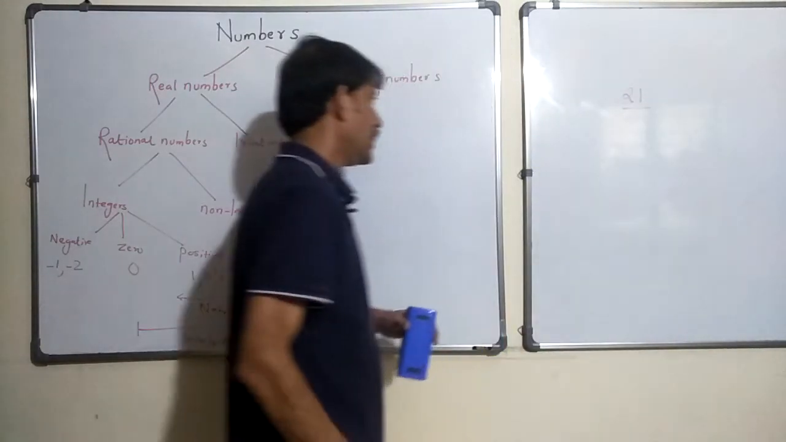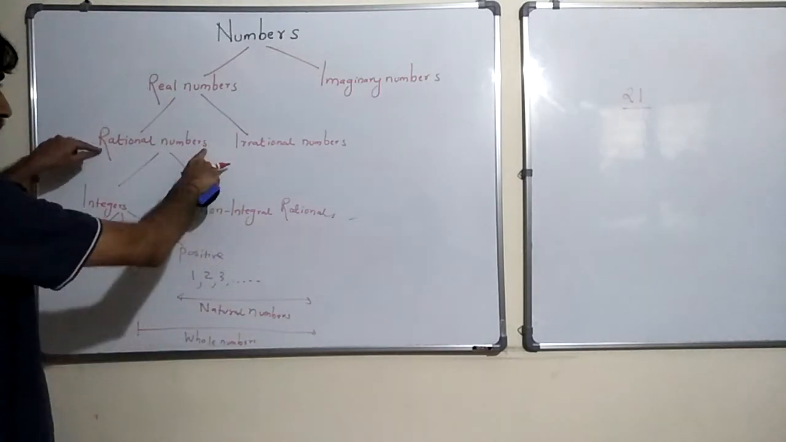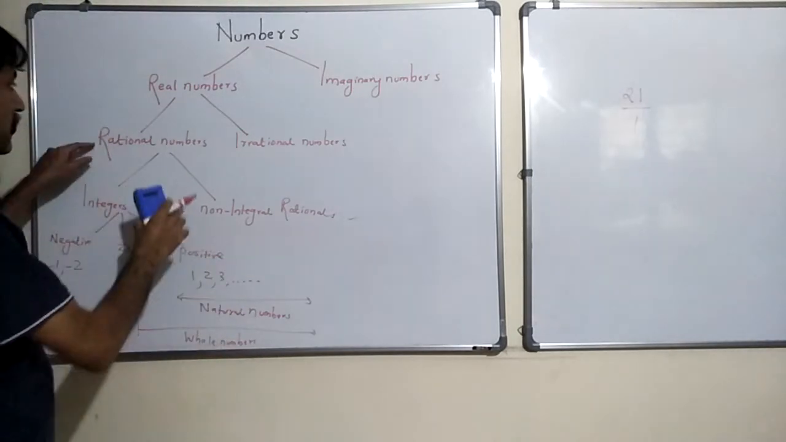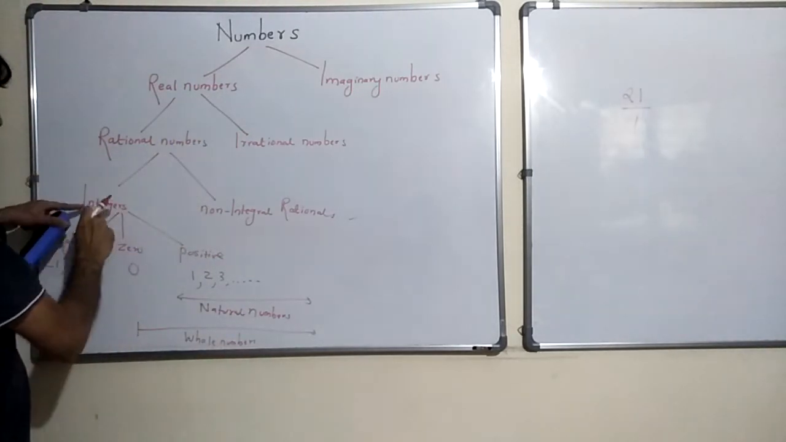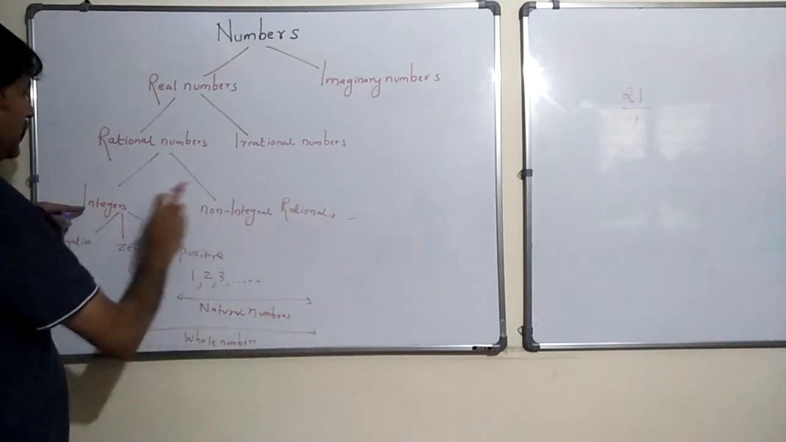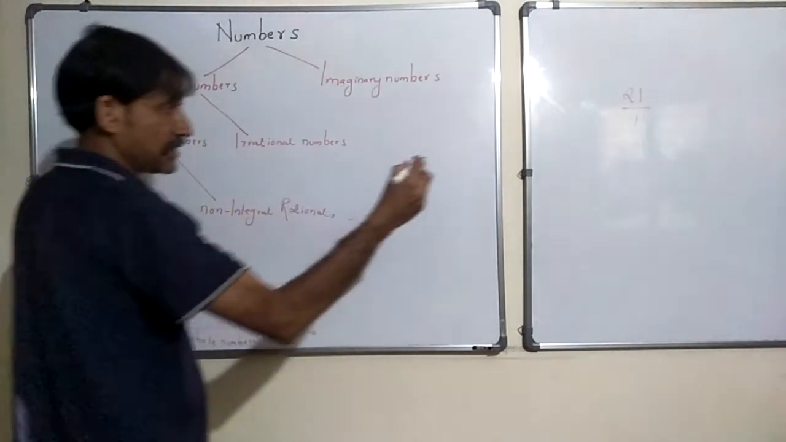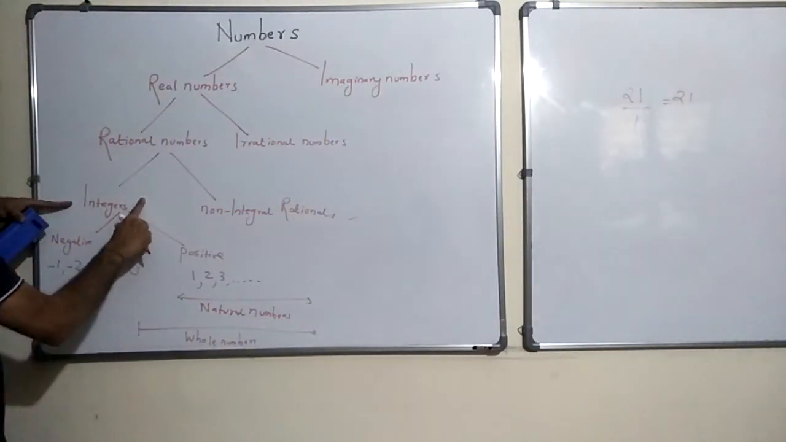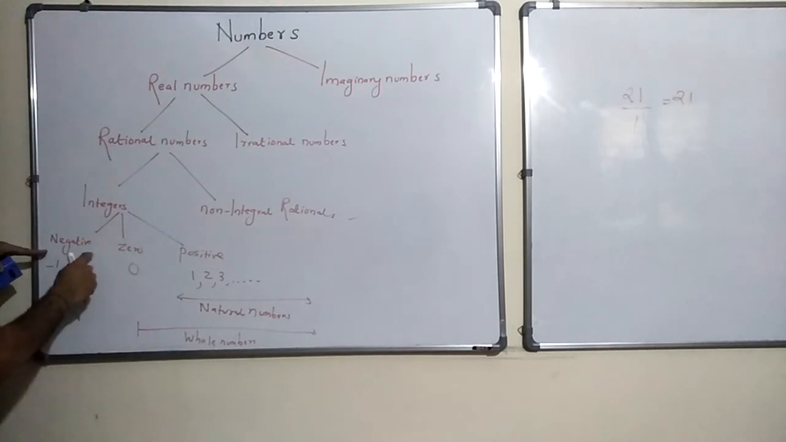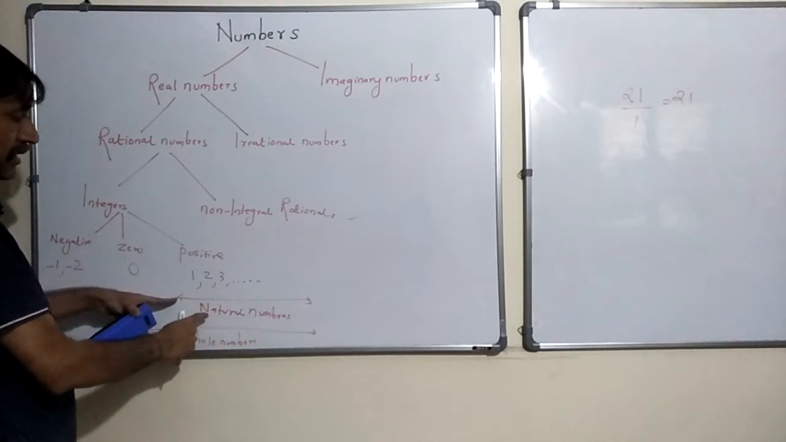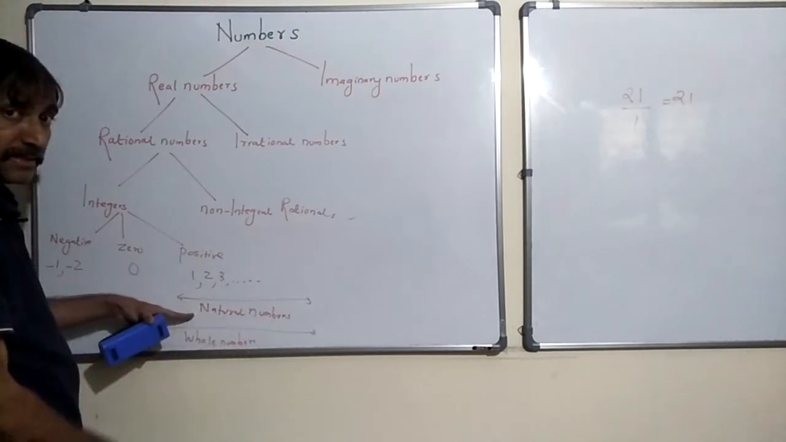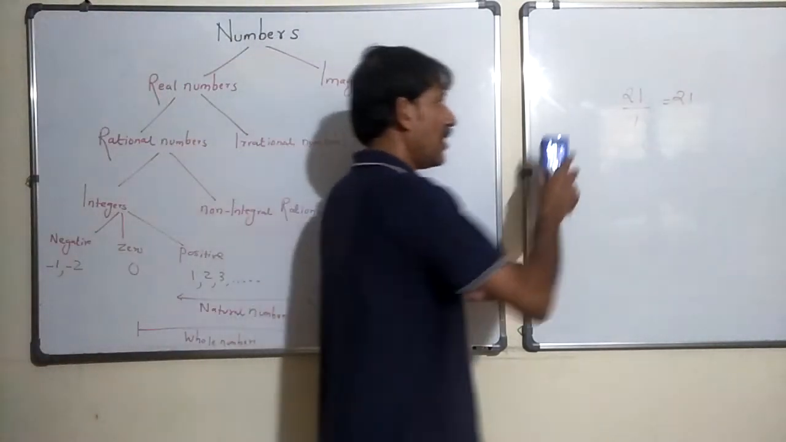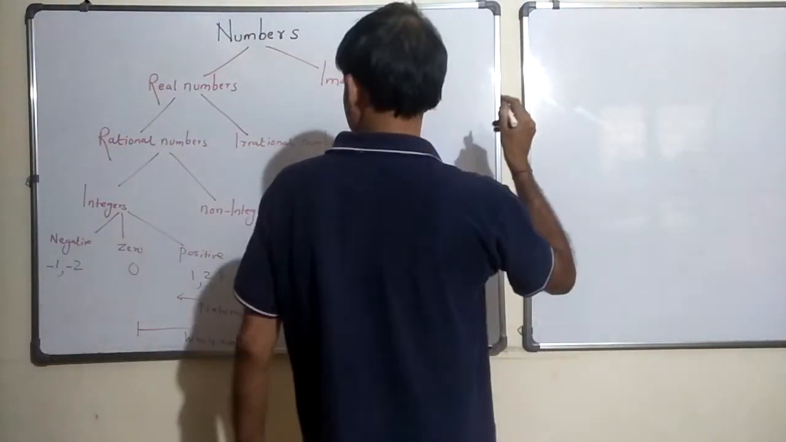How about 21? 21 is a real number, a rational number, because I can express 21 as a by b, where b is not equal to 0, right? It's a rational number. Now whether it is an integer or a non-integral rational, it is an integer. There is no fractional part involved. Here it is 21, no fraction involved. So it is an integer. Is it a positive integer, negative integer, or 0? Positive, correct? Now does it come in a natural number? Yes. Does it come in a whole number? Yes, again, right? So this is how we should go about.